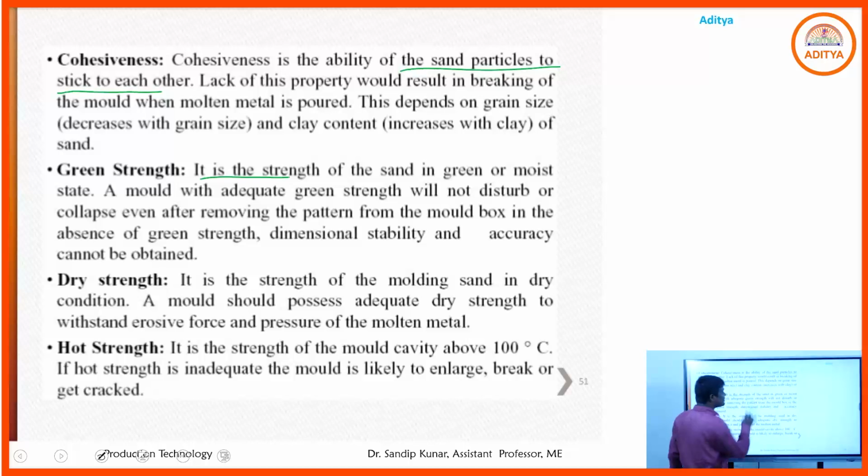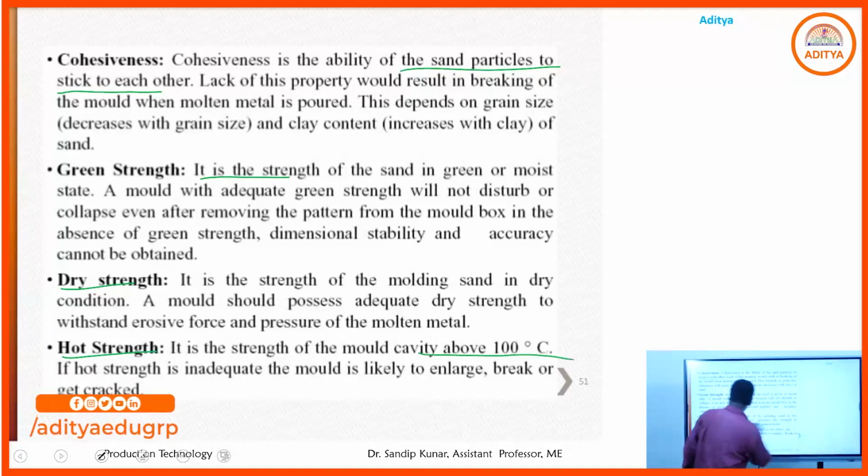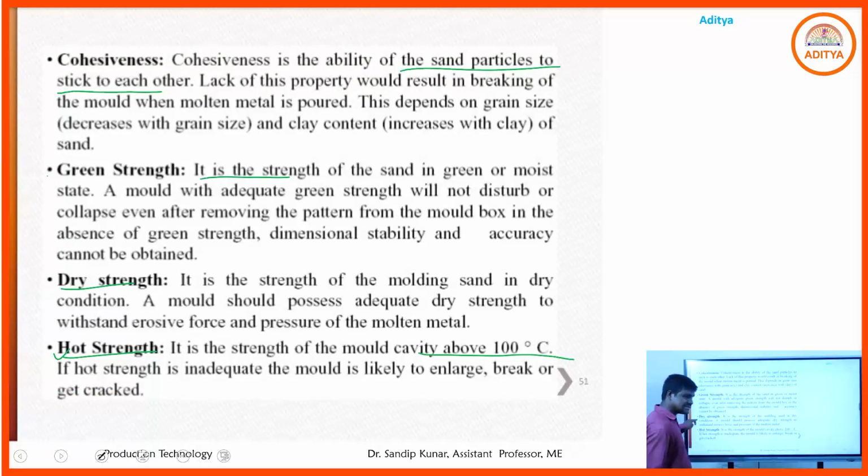Green strength means it is the strength of the sand that it will maintain in green conditions, meaning it has some moisture. Dry strength means it is the strength of the molding sand in the dry condition. Another is hot strength, which is the strength of the mold cavity maintained above 100 degrees centigrade. Green strength is different, dry strength is different, and hot strength is a different thing.